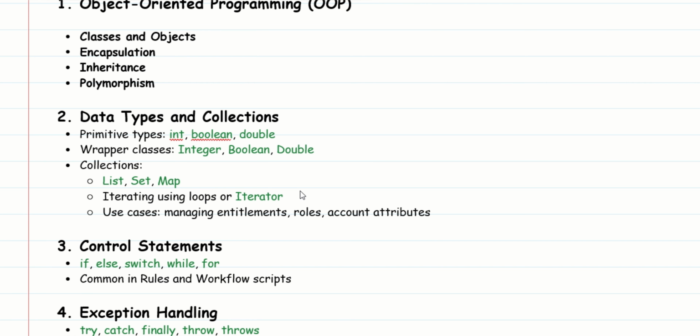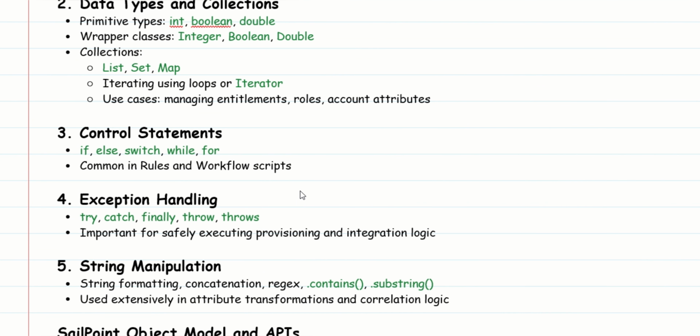Then control statements like if, else, switch, while, and all. They are common in rules and workflows. Let's say you query an object using query options, you will get an iterator, and you need to use a while loop for it, checking whether the iterator has next, so it iterates until there is something in the iterator. Or a for loop, looping through a user's links. Everywhere we have used control statements.